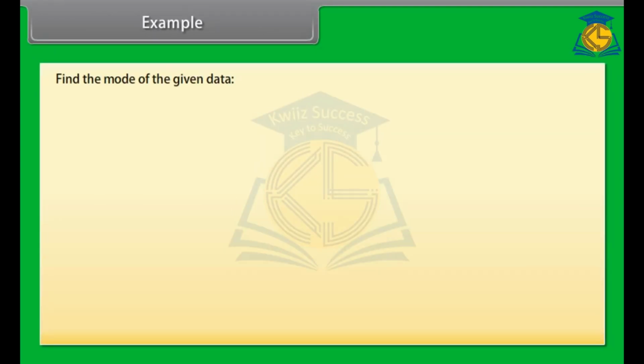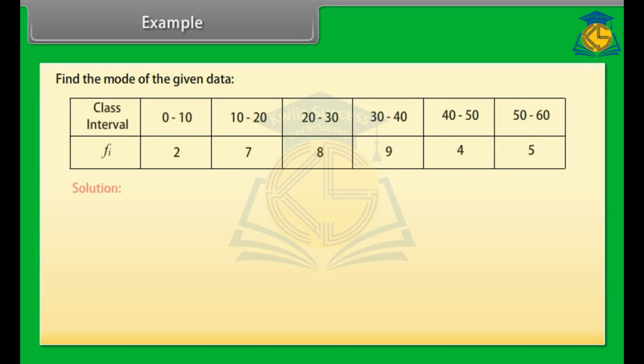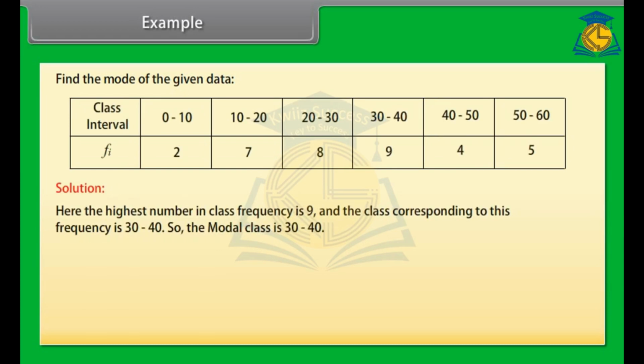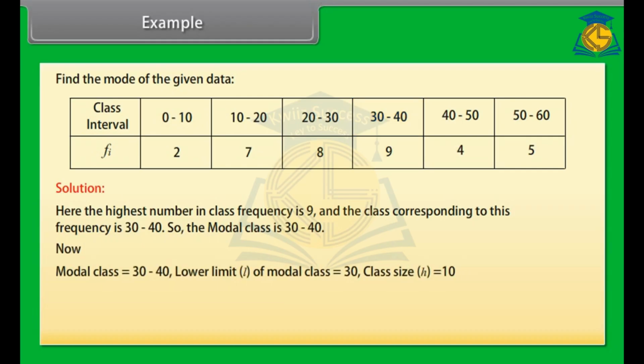Example: find the mode of the given data. Solution: here the highest number in the class frequency is 9, and the class corresponding to this frequency is 30 to 40. So the modal class is 30 to 40. Now, modal class is equal to 30 to 40. Lower limit L of modal class is equal to 30. Class size H is equal to 10.